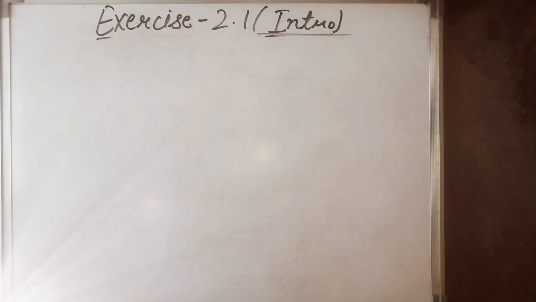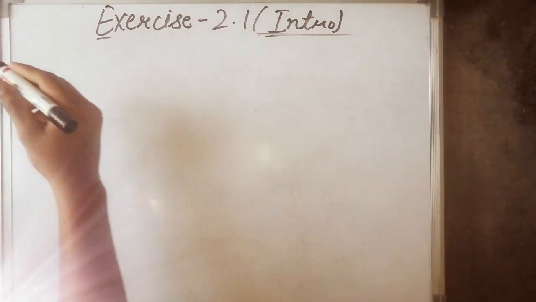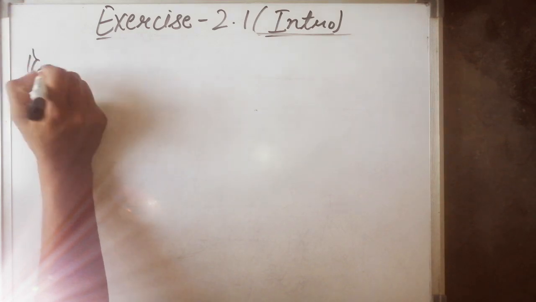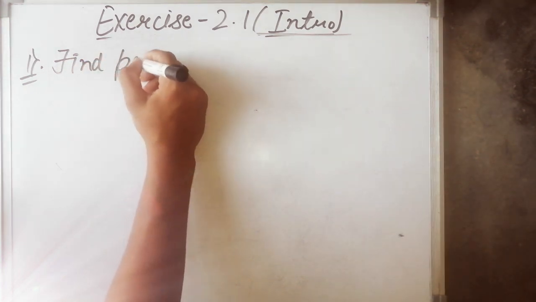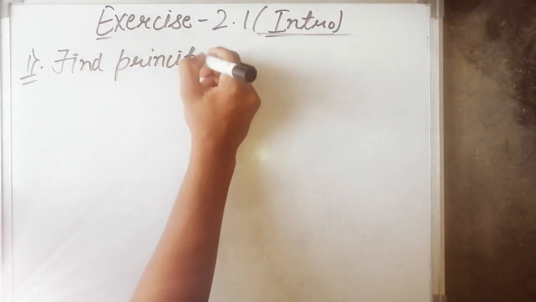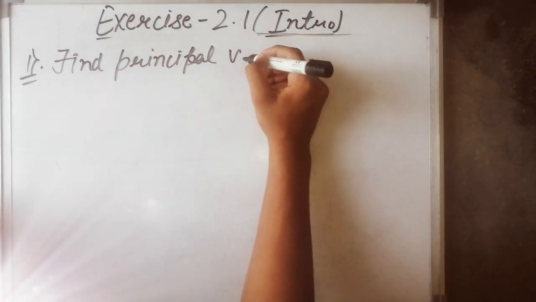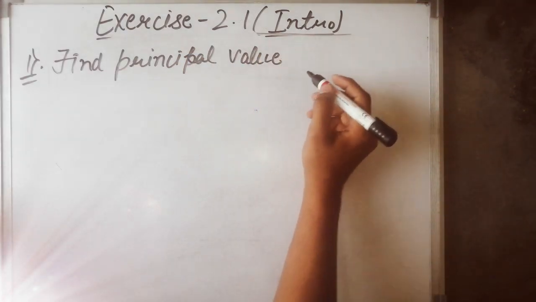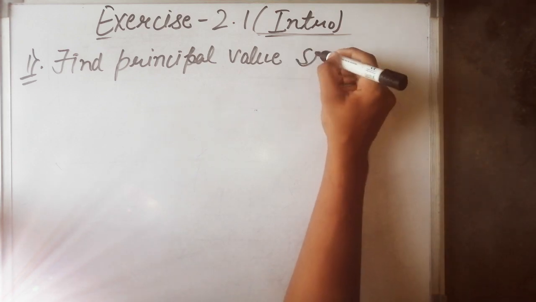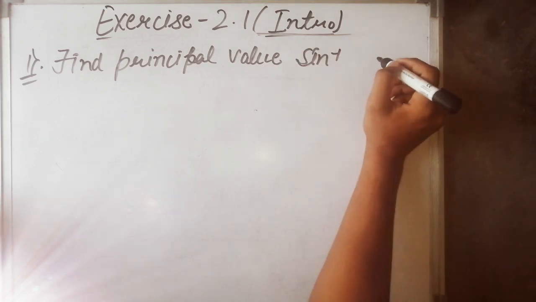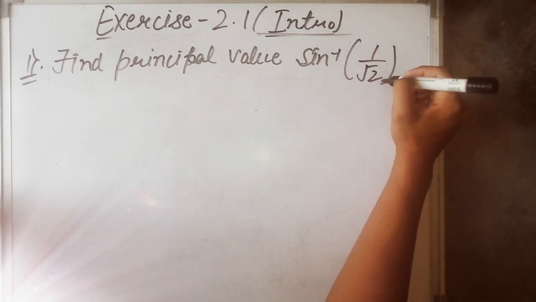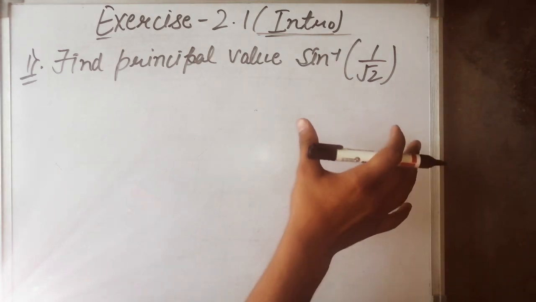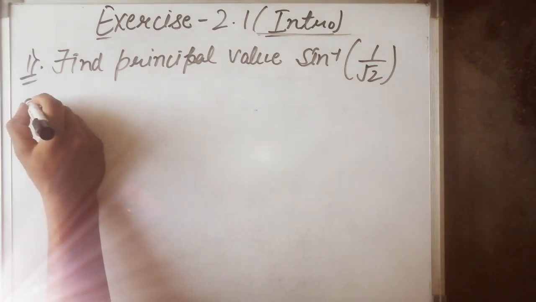Okay students, let's have a look at the first example, 2.1, which is: find the principal value of sine inverse 1 by under root 2. Okay, we need to find out the principal value of sine inverse 1 by under root 2. Let's have a look at the solution.